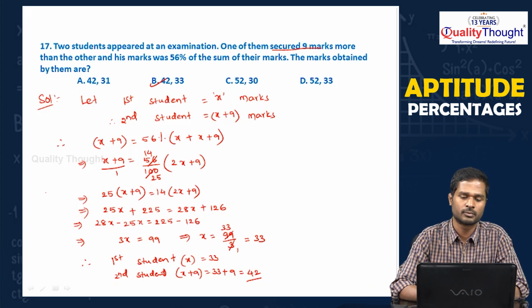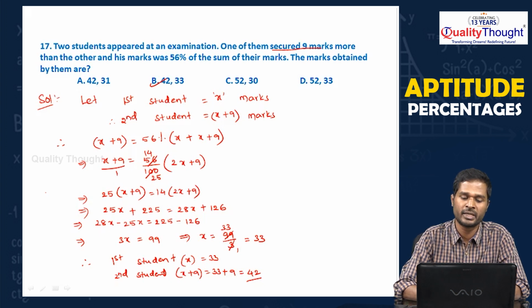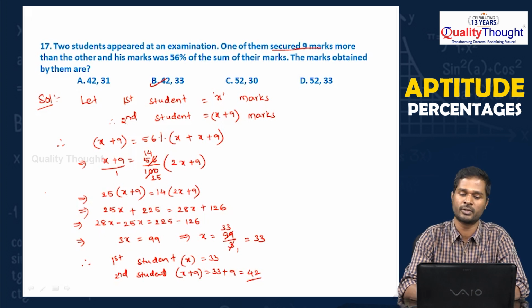So 4 14s are 56, 4 25s are 100. You can go for cross multiplication. 25 into x plus 9 is equal to 14 into 2x plus 9. So 25x plus 25 9s are 225, 14 2s are 28x plus 126.